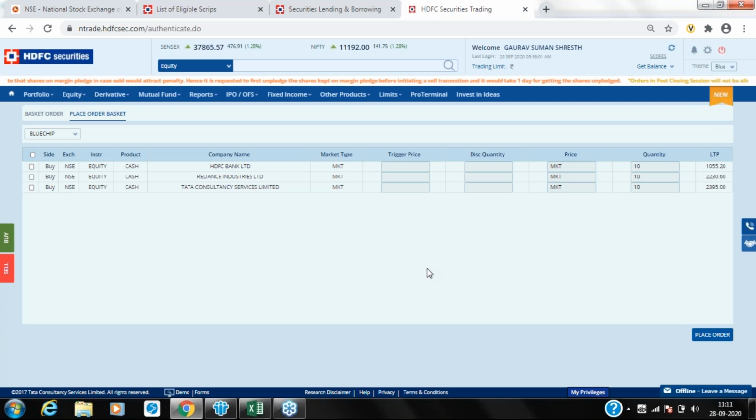This is especially beneficial for the client in case during the market hour you cannot give so much time to place an order. What you can do is create a basket beforehand, and then during the market hour you can just open your account and click on place basket, and all your orders will get executed in the market. All the orders will go in the market simultaneously.